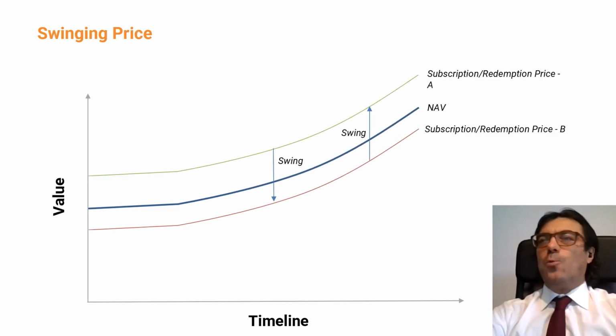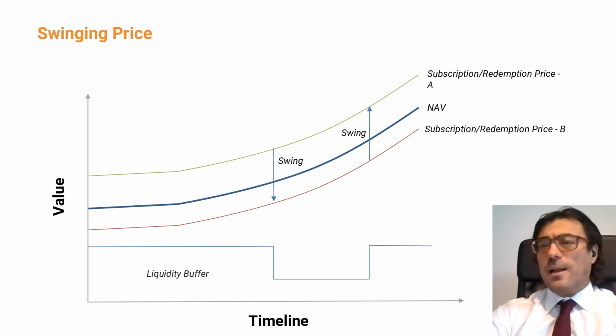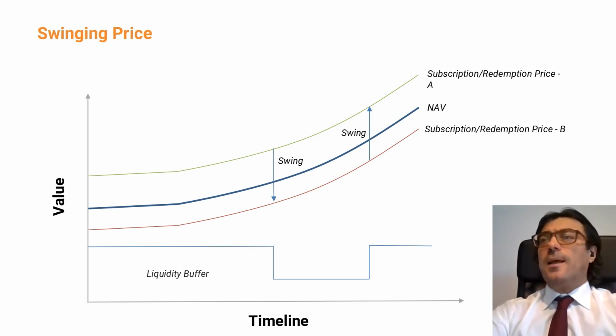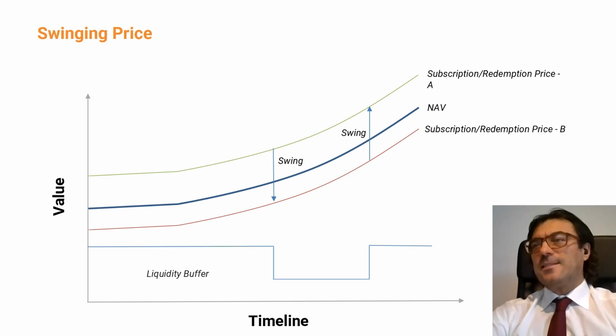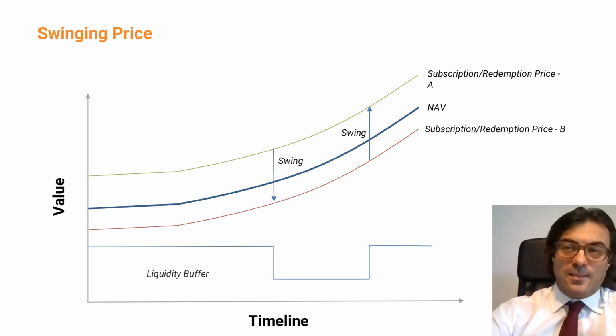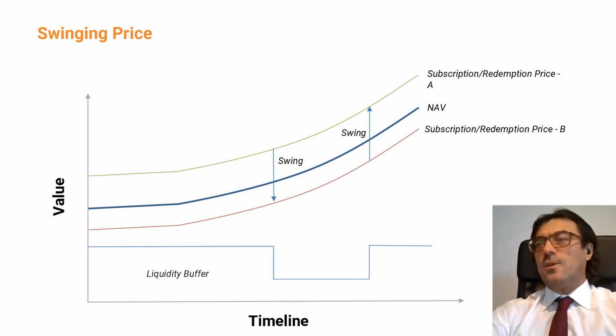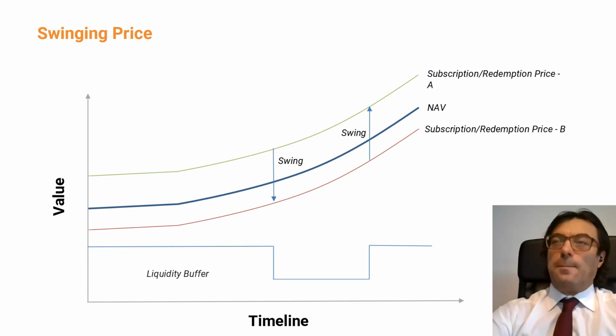So again, we have our NAV, which is the price, the value of the properties, and we introduce a concept of a liquidity buffer. So the fund will maintain some liquidity to manage the redemptions and the ongoing distributions. In this particular example, I have shown the liquidity buffer as being at a certain level up to a point where it drops. So what happens?